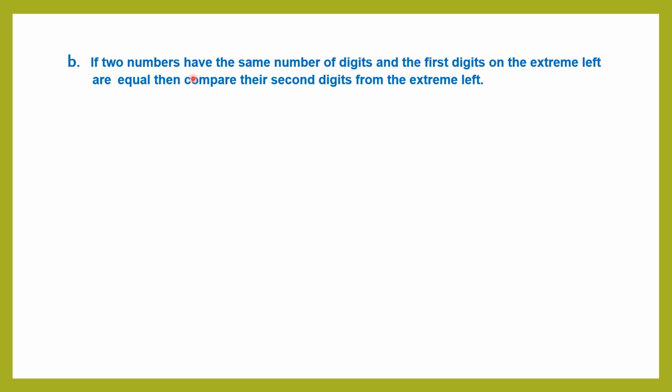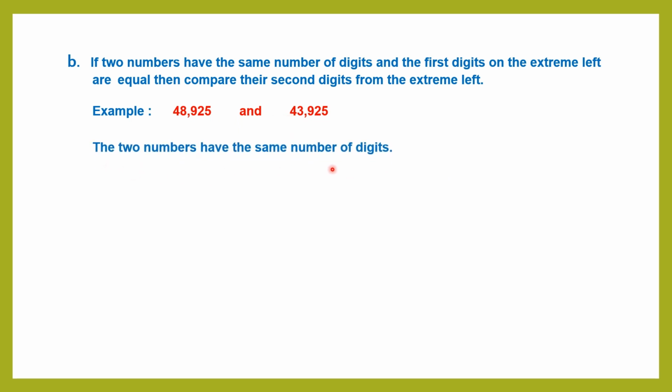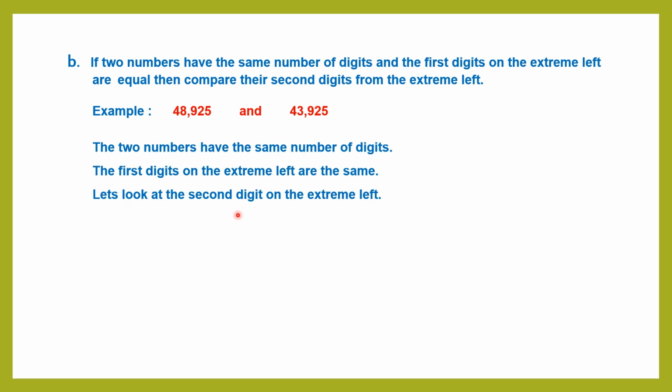Now, if two numbers have the same number of digits and the first digit on the extreme left is also equal, then compare their second digits from the extreme left. So here we have an example, 48,925 and 43,925. Both are 5-digit numbers, and in both the extreme left digit is the same. As you can see, the two numbers have the same number of digits and the first digit on the extreme left is the same. Let's look at the second digit.